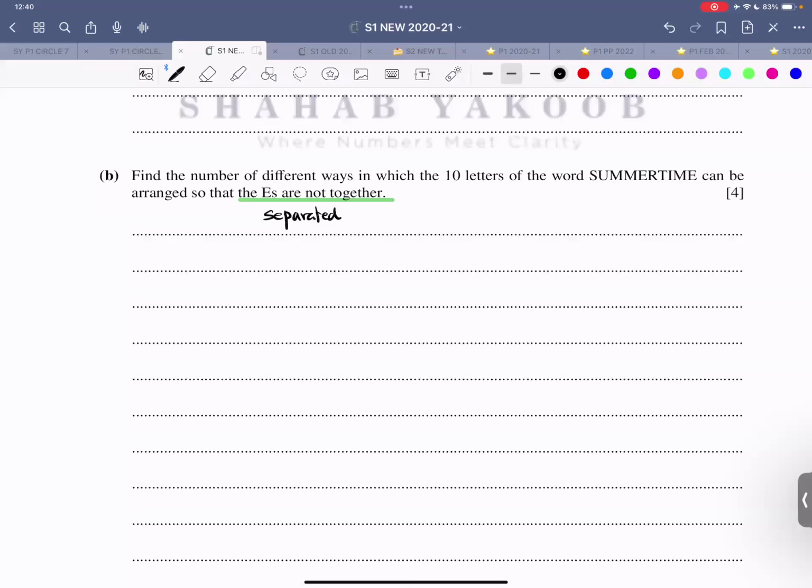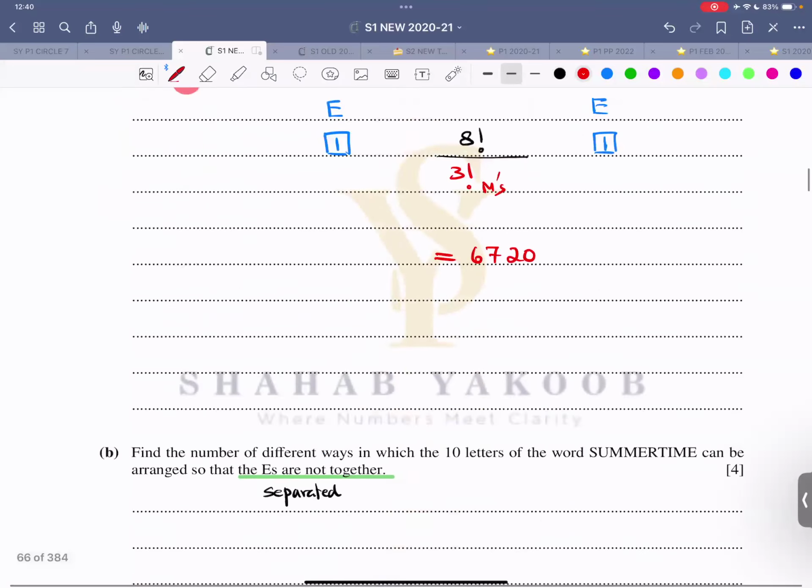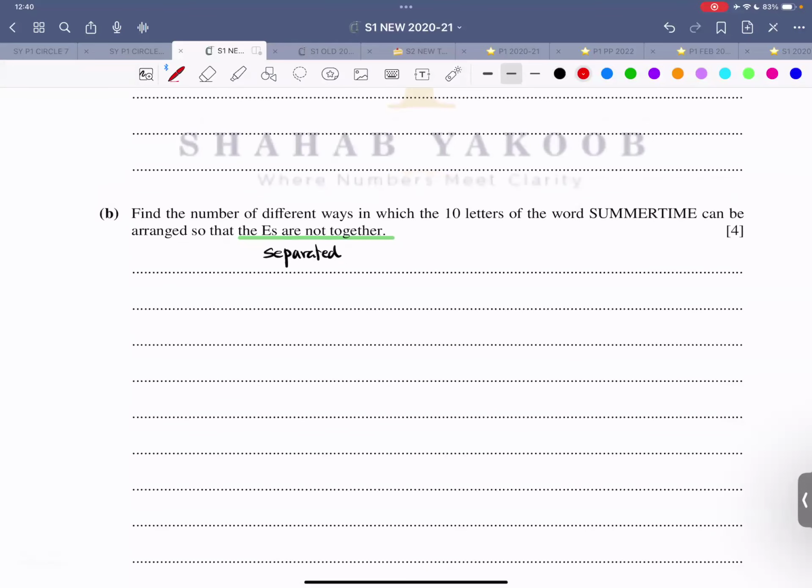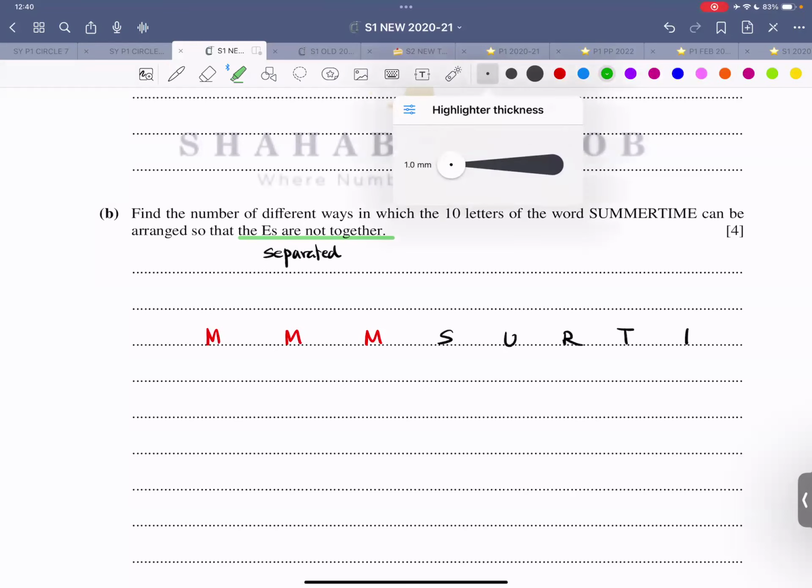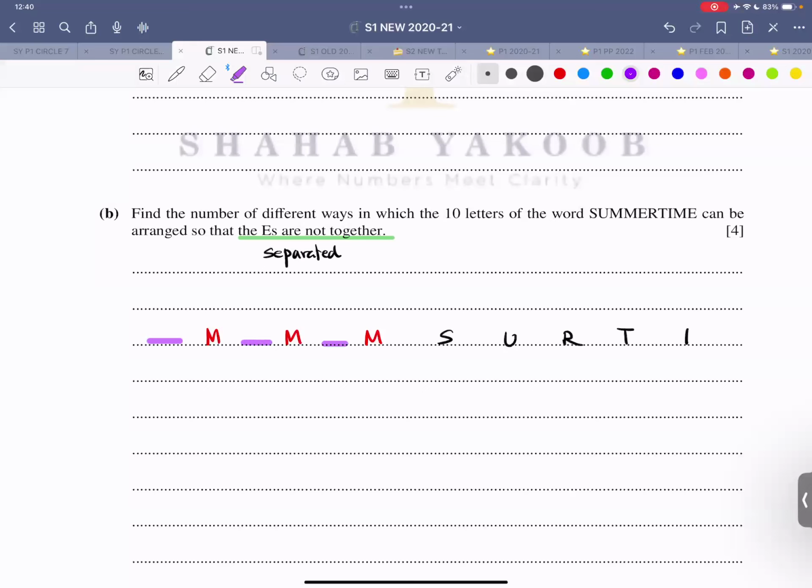So therefore, let me write, there are how many M's? There are 3 M's and SURTI. So M, M, M, and then we have SURTI. And let me draw some spaces in the middle. So 1 space, 2, 3, 4, 5, 6, 7, 8, 9. The number of spaces is always one more than the number of letters remaining.